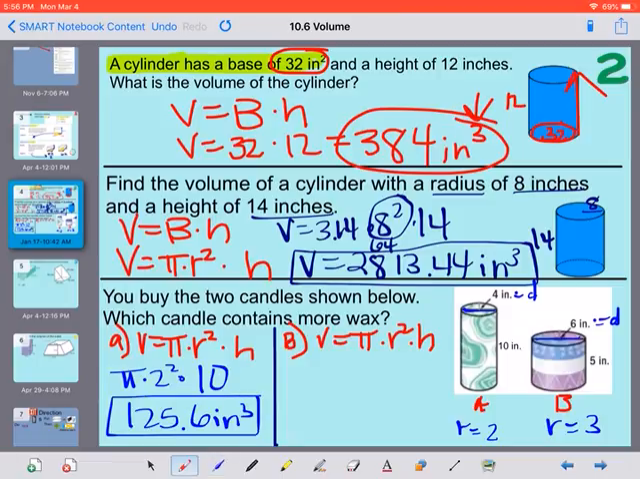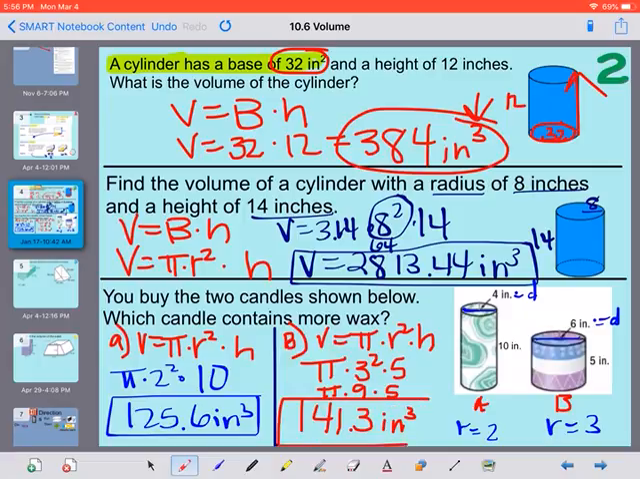And then let's find the volume of the second one. We have pi times our radius, which is 3 squared, times our height, which is 5. We know 3 squared, 3 times 3 is 9, so this is really pi times 9 times 5. 3.14 times 9 times 5 gives us 141.3 inches cubed. So which candle contains more wax? Well, which one has a bigger volume?